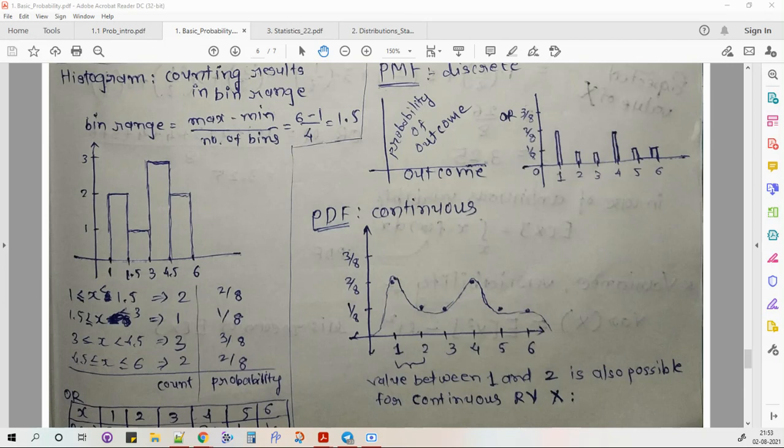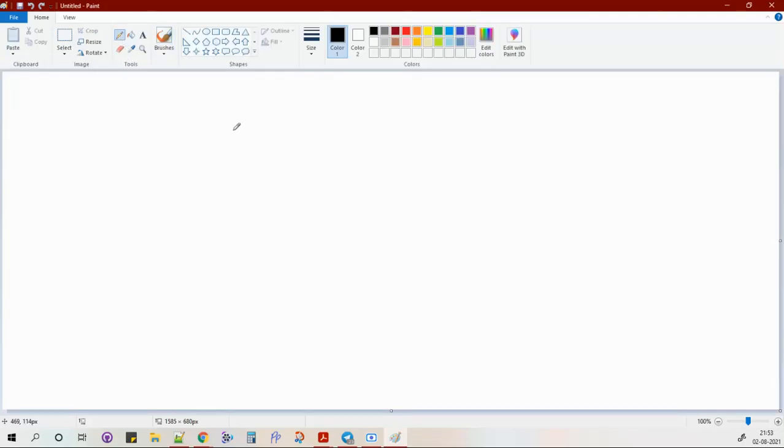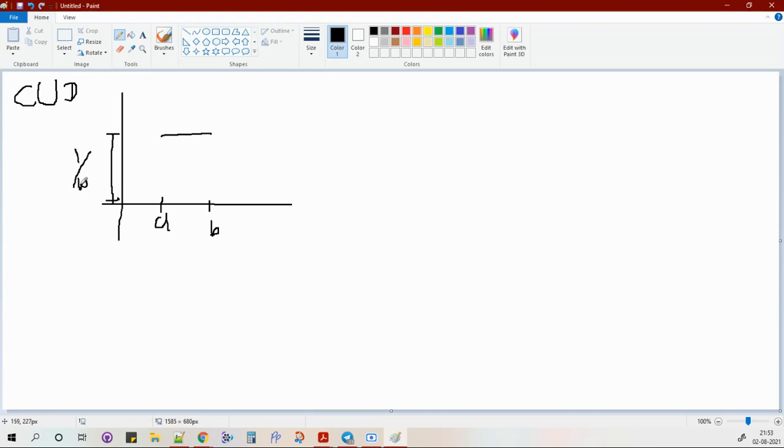Let me take Paint. If you remember the continuous uniform distribution, not the discrete uniform distribution, then it looks something like this, if it is starting from A to B. In the continuous uniform distribution, this height is nothing but 1 divided by B minus A, right? If the distribution is from range A to B, right?